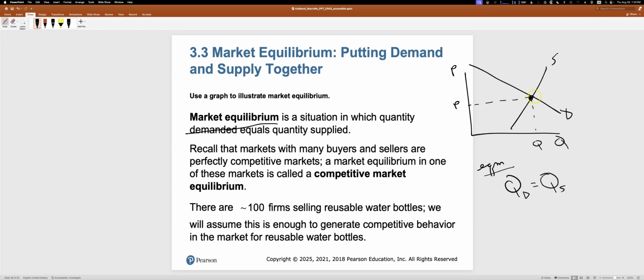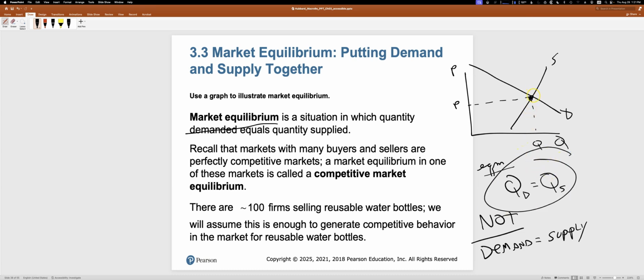Those 2 points on those 2 curves are equal to each other, not demand equals supply. I mean, to be technical here, the curves are equaling each other at that one point, but the curves themselves are not equal at each and every point. It's that the points are equal. The quantity demanded point on the demand curve is equal to the quantity supplied point on the supply curve.